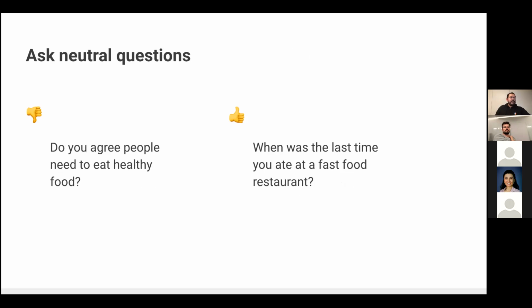The other thing that is very important, and I think this is a little bit more well-known, but nonetheless, it's good to mention it: always ask neutral questions. So something like saying, do you agree people need to eat healthy food? Well, duh. The problem here is healthy. That implies that if you ask someone, they're not going to tell you no, or most people won't tell you no. A better version of this is, when was the last time you ate at a fast food restaurant, or some variation of this sort. But again, always asking about the past and always asking about a behavior that happened recently.